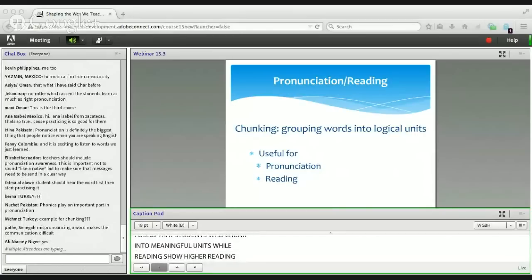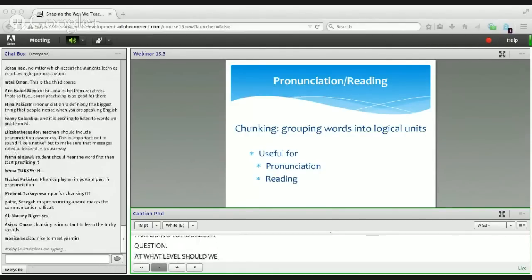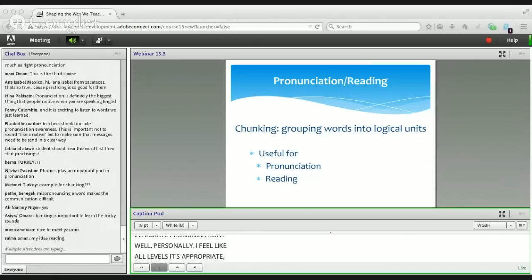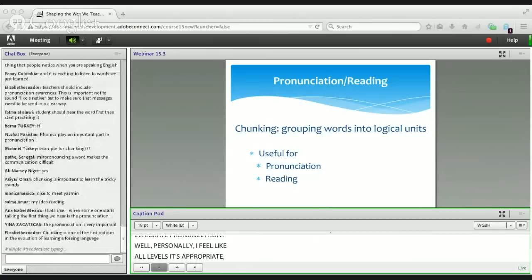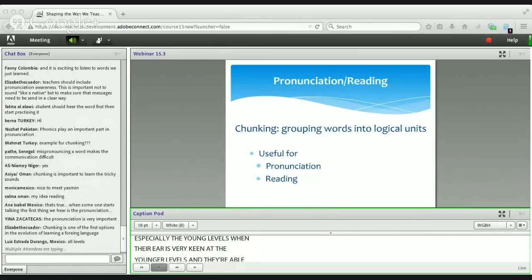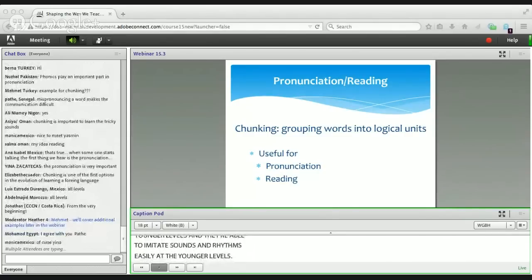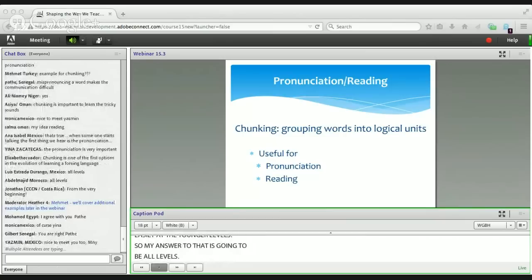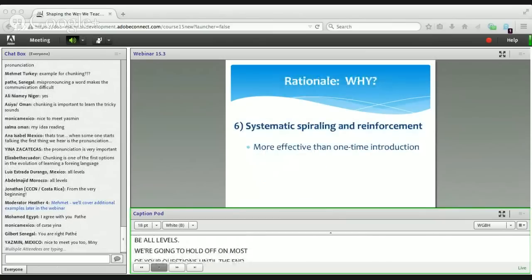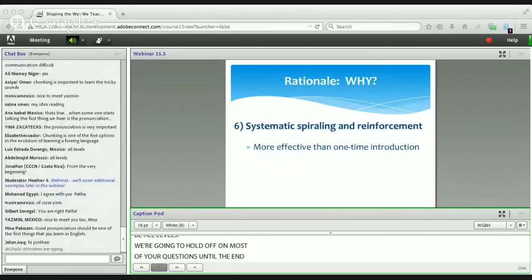We have a question. I am going to address a question: at what level should we integrate pronunciation? Well, personally, I feel like at all levels it's appropriate, especially the young levels, when their ear is very keen and they're able to imitate sounds and rhythms easily. So my answer to that is going to be all levels. We're going to hold off on most of your questions until the end, but I did have a question coming through there.